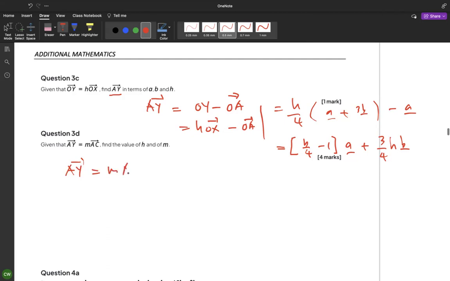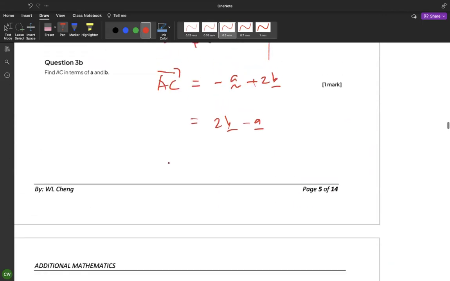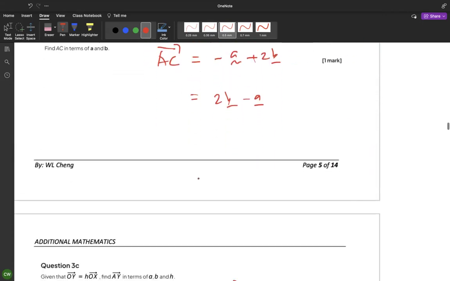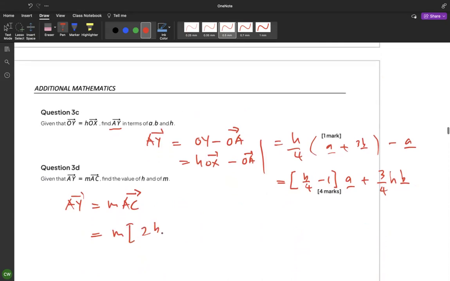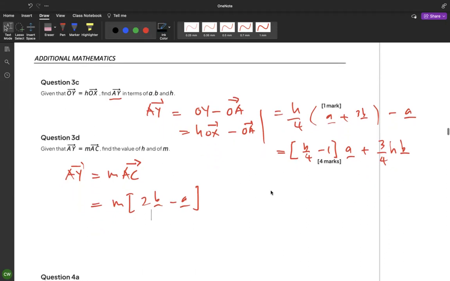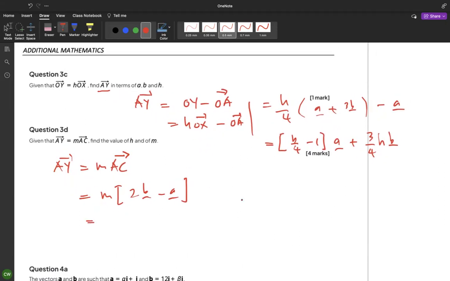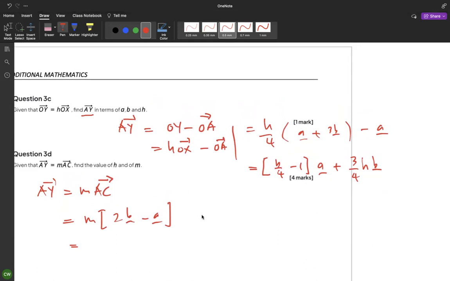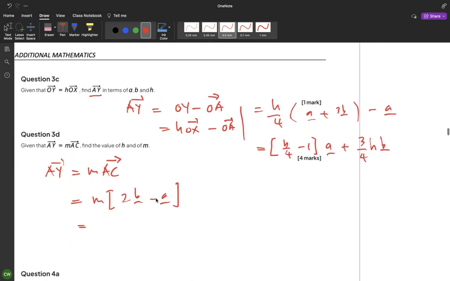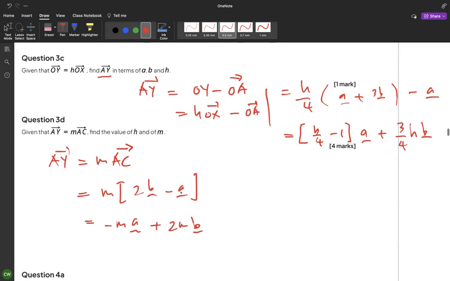Do you have MAC or not? MAC, any AC here? Got 2B minus A. M times 2B minus A. Okay, write properly. 2B minus A. Okay, you need to find the h and k. What should we do with this? 这个做什么？What is the thing? We need A go together minus MA, the first one, plus 2MB. Is it correct? This one together with this, minus this one, go together with this.